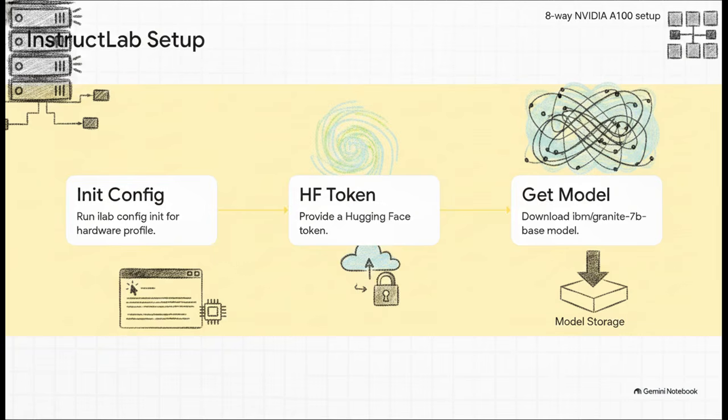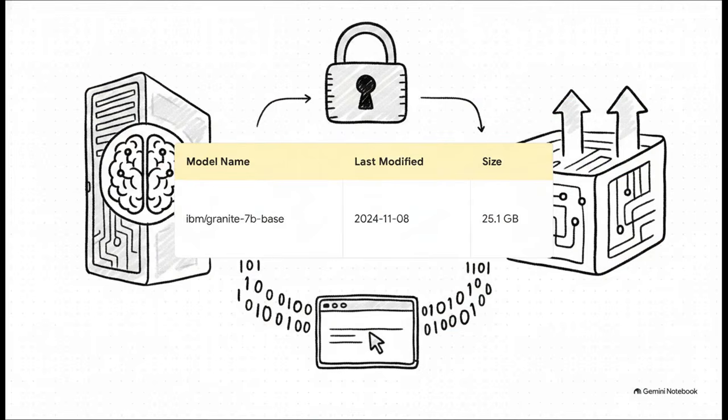Once you're authenticated, initializing InstructLab is incredibly streamlined. The automation really does the heavy lifting here. You run ilab config init, and it prompts you to select your hardware profile. For instance, maybe you're running an 8-way NVIDIA A100 setup. You select that, then export your Hugging Face token to the environment and command it to pull down your foundational model. Let's see what that actually looks like.